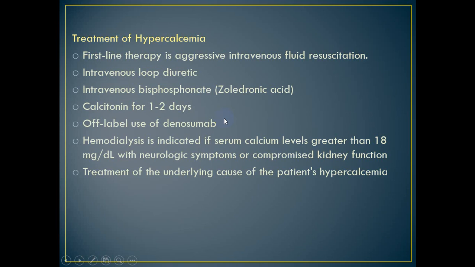It is usually given for long-term control because you need to know that the onset of action of bisphosphonate takes 48 to 72 hours to start. So it is not very useful in the first 2 days of treatment, but after it starts its action after 48-72 hours, it is a powerful hypocalcemic agent. So we should start intravenous bisphosphonate therapy as early as possible to gain its long-term benefit.